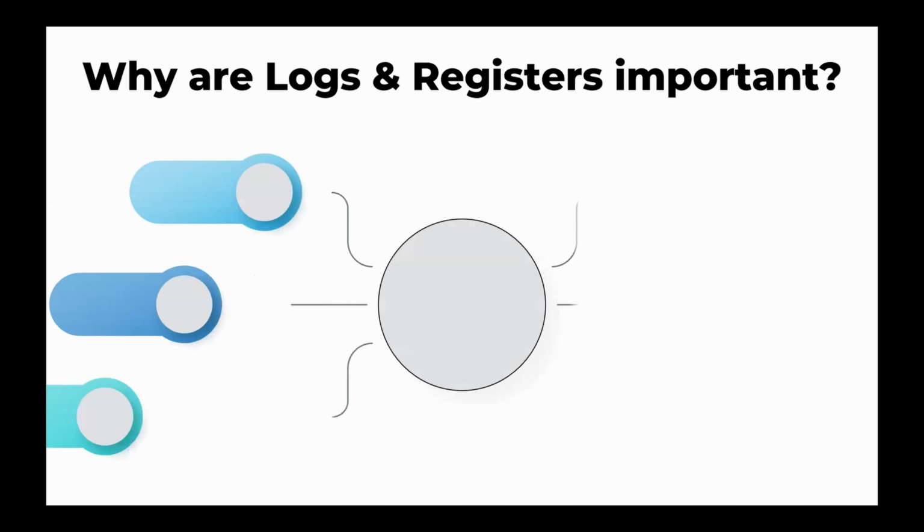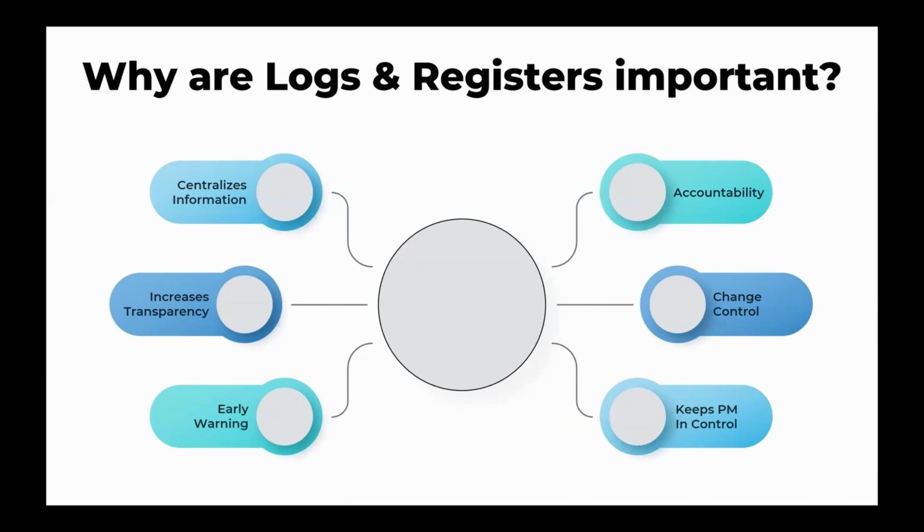Now, there's a specific way you want to use your logs and registers. You want to use it to centralize information. Make sure you're increasing transparency through it. Provide early warning indicators to your project team through it. It helps strengthen your accountability, and it also supports effective change control when that needs to happen. It keeps you in control as the project manager.